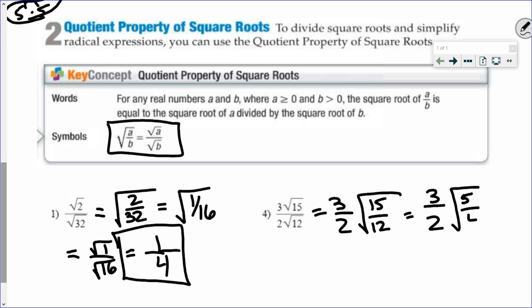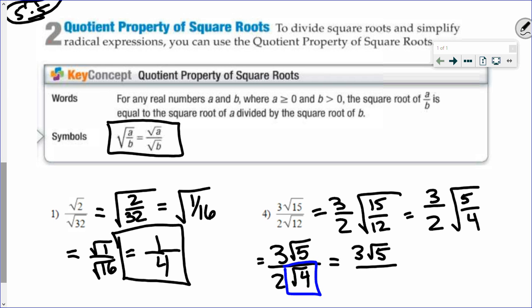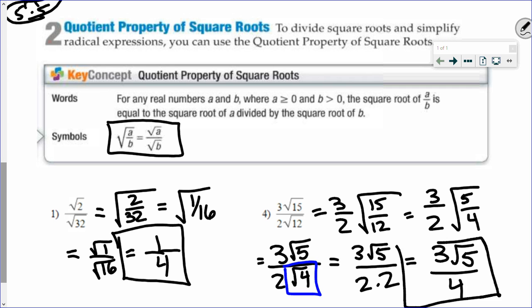5 over 4. Now doing this, let's again undo the quotient property and split them back out of the fraction. Now we have 3 root 5 over 2 square root 4. Doing this allows you to recognize that the square root of 4 is 2. This would simplify to 3 square root of 5 over 2 times 2. One more step here: 3 square root of 5 over 4. That would be my simplified answer.